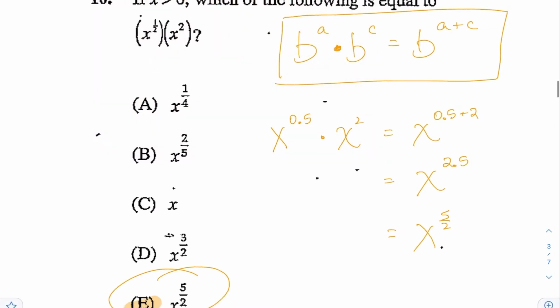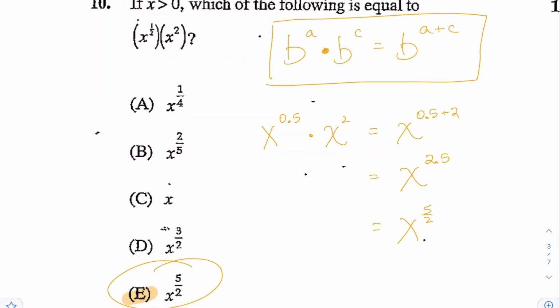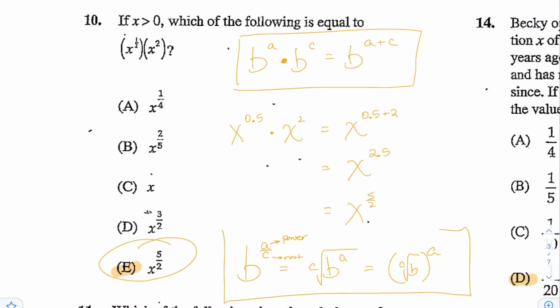And here, for this fractional exponent, that's another law of exponent, b to the a over c. The numerator means a power, while the denominator means a root. So this is b to the a to the c root, or you could do the c root first, and then raise to the a power. So make sure you remember these two laws of exponents.